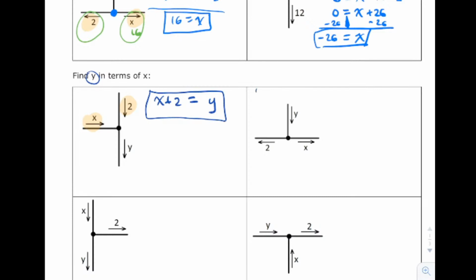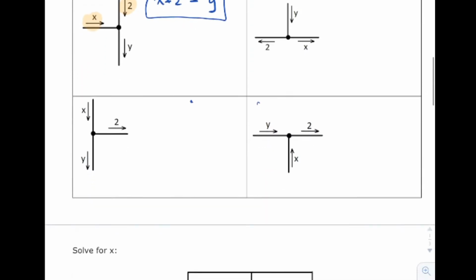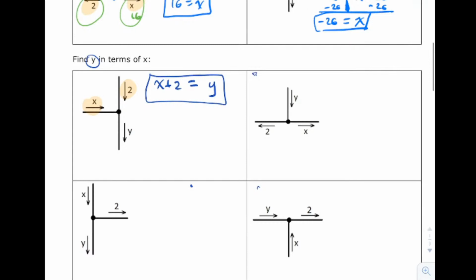Why don't you try all three of these yourself real quick? See what you get.